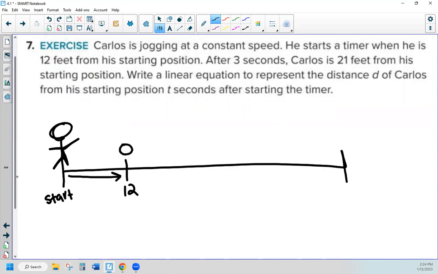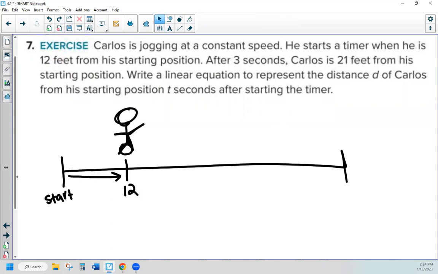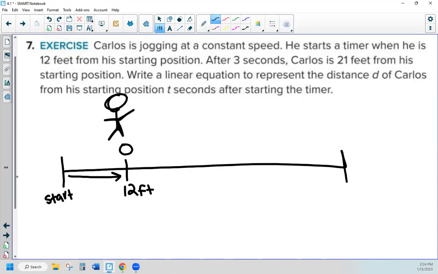So right now it's considered 0 seconds. So he's been jogging. I guess you can call this like the little warm-up section. And then here's where he actually starts the timer. All right. So he's right here. And then what happens? So let me just put feet. And then here's seconds. After 3 seconds, Carlos is 21 feet from his starting position. So after 3 seconds, he is 21 feet. All right, so if that's 12, let's make this 21 all the way over here. And that took him 3 seconds.